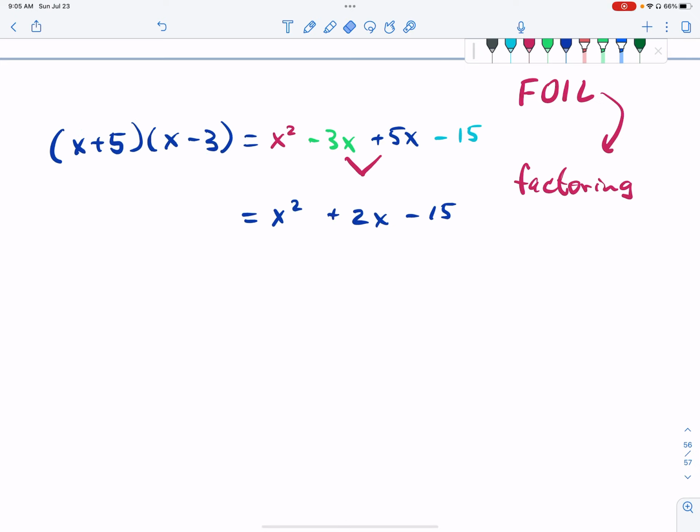Let me get rid of all of these little rainbows here. And let's look at the 5 and the -3. If I take the 5 and multiply it times the -3, notice that I get my -15. In fact, that's where it came from, right? It came from multiplying the last terms together. Whenever I multiplied these two together, I got a -15.